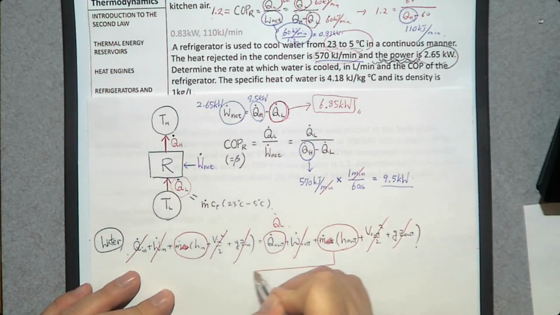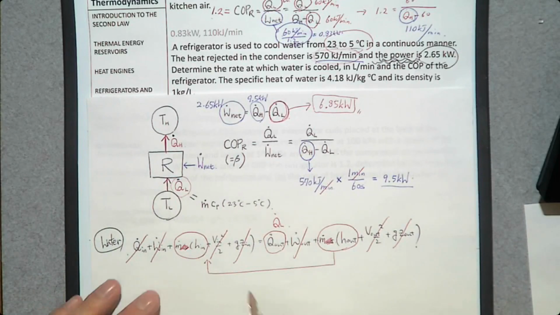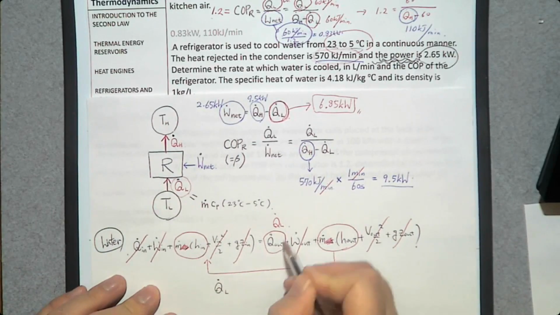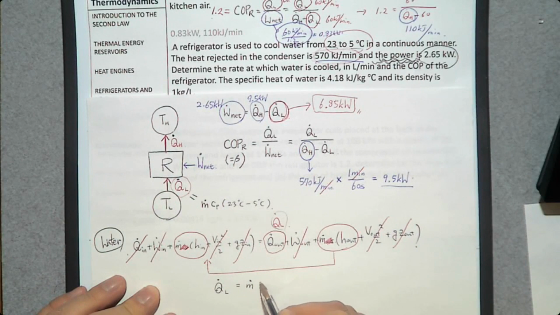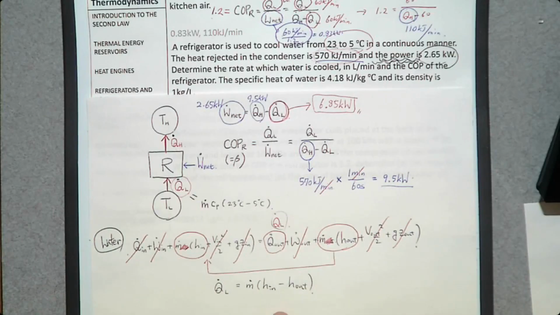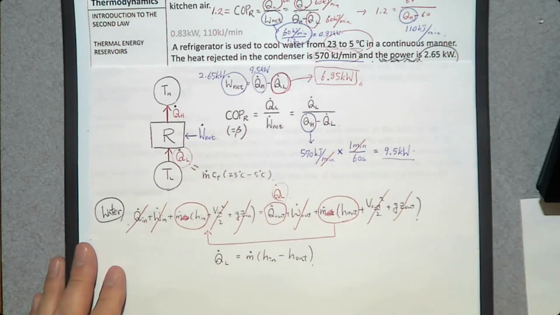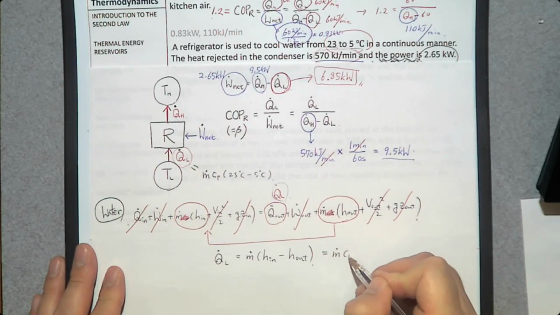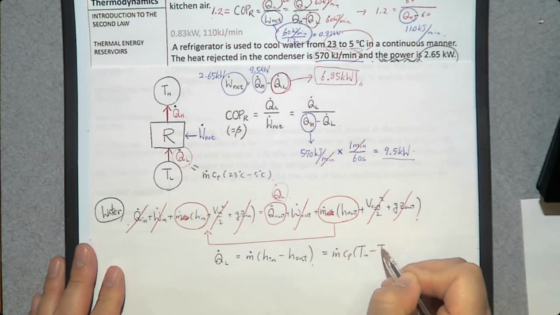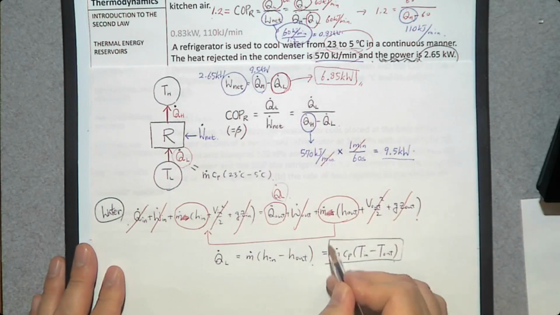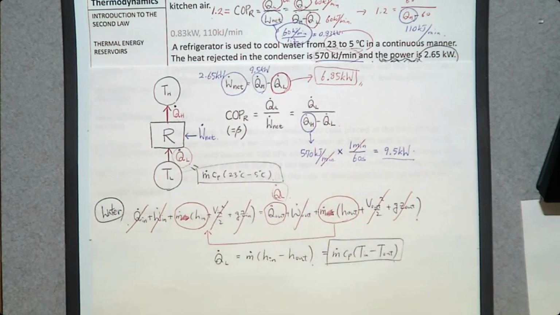So if you move this one to the left-hand side, then the equation is Q dot L is m dot times h in minus h out. Then how do we determine h in minus h out? If you have water as your system, you can use specific heat. So this is m dot times specific heat times T in minus T out. So this is shown right here.